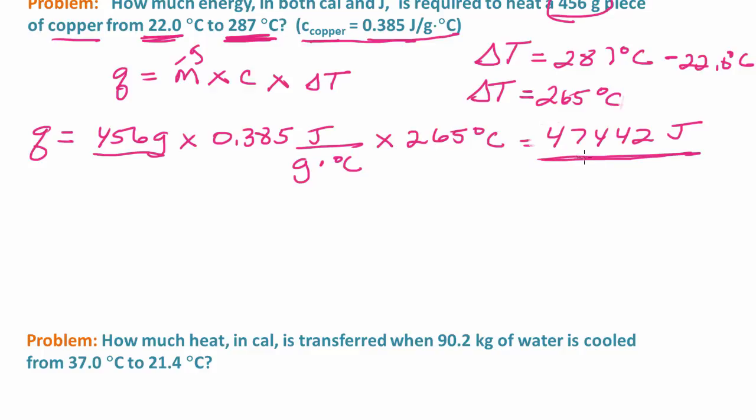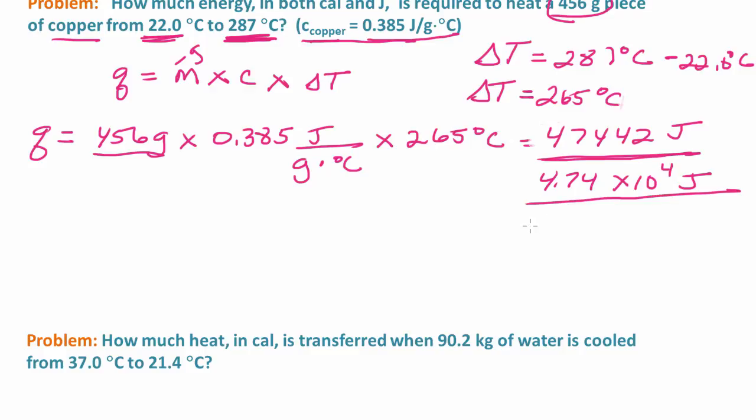So in kilojoules, that'd be 47.4 kilojoules. But what we're going to do is fix these significant figures here. We can only have 3. So what we have is 4.74 times 10 to the 4th joules.